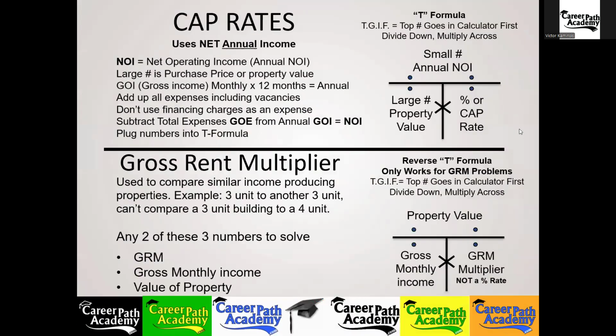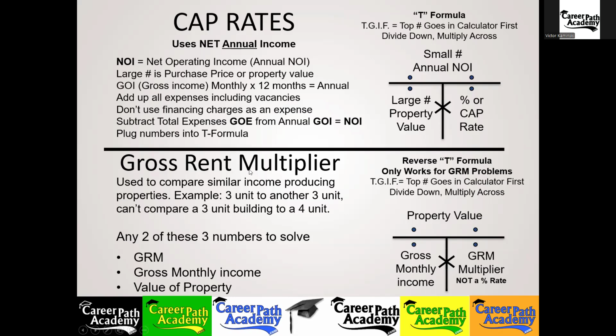So you use these formulas, the cap rates. The T formula is used to figure out the cap rate. And you'll need to remember the T formula: small numbers always on top, the large numbers on one side, and a percentage or rate on the other side. In this case, the small number is the annual net operating income, the NOI. And the large number is the property's value. And the other number is the percentage or cap rate.